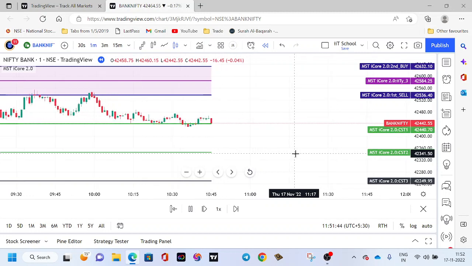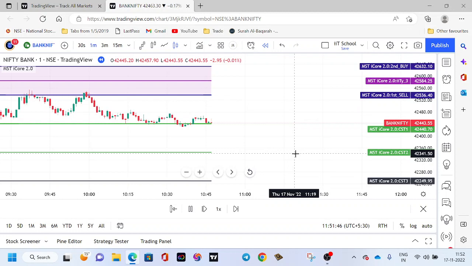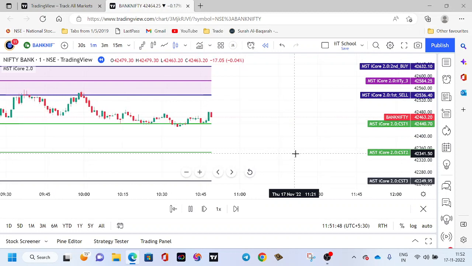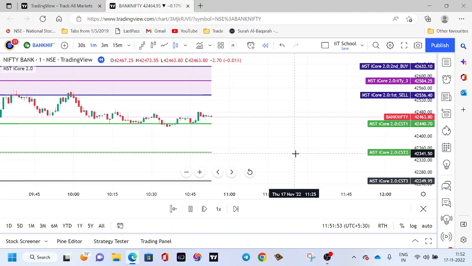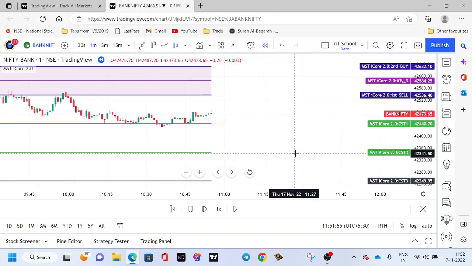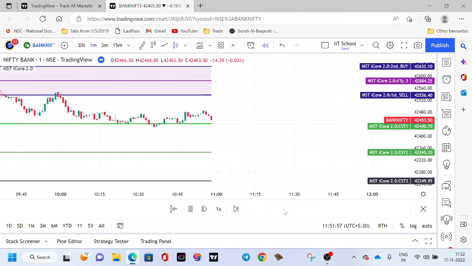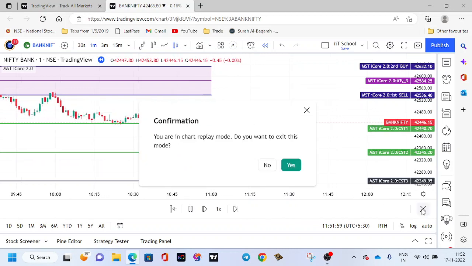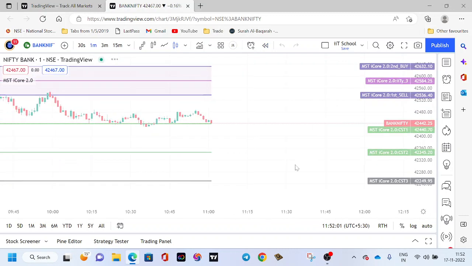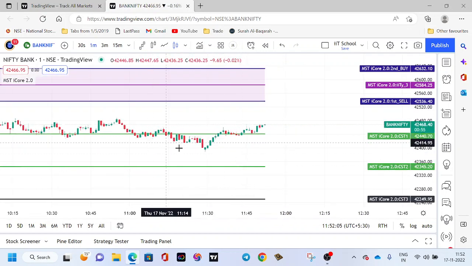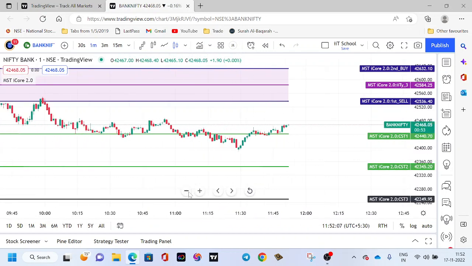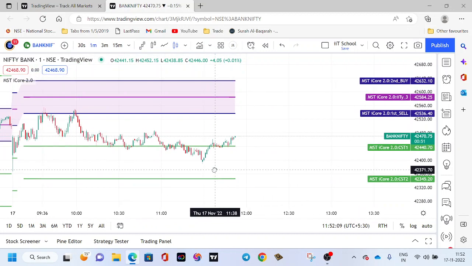Now immediately once I get my first target, I will keep my stop loss to cost, so that you should not forget. Okay, I will close this replay. So let us see what is the status of the market. After giving the first target, the market is giving a small retracement.